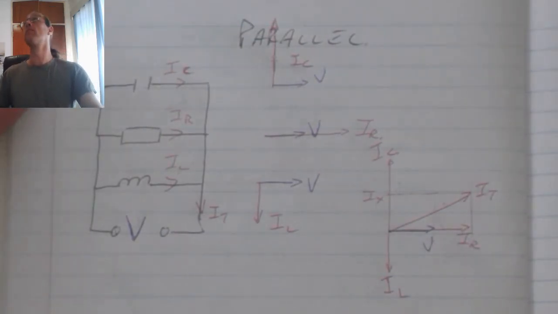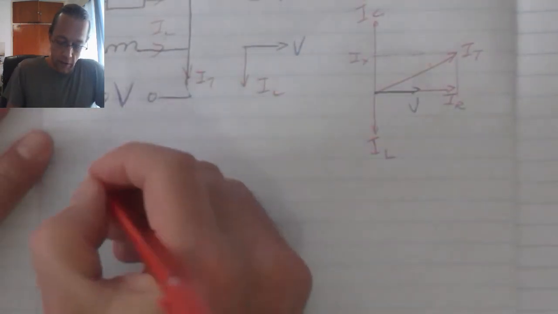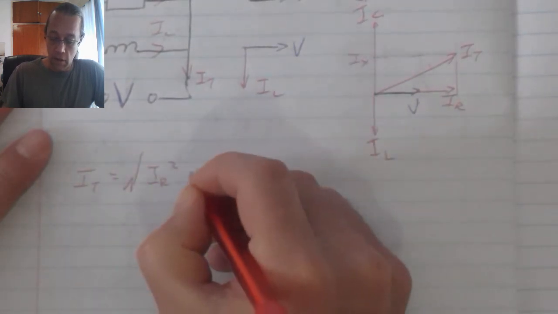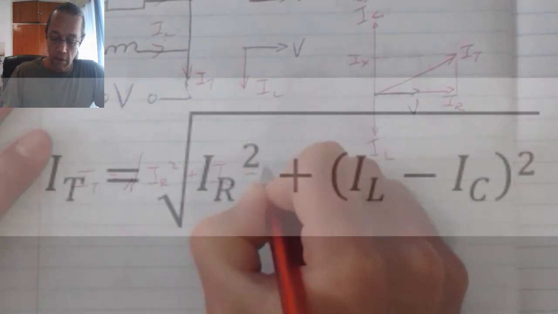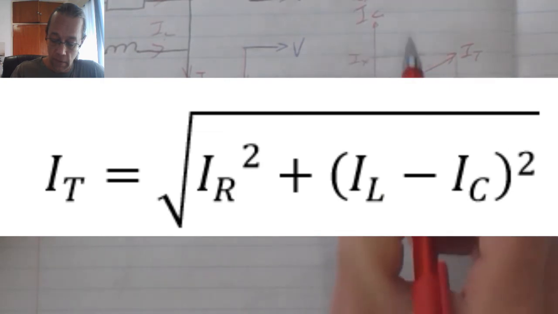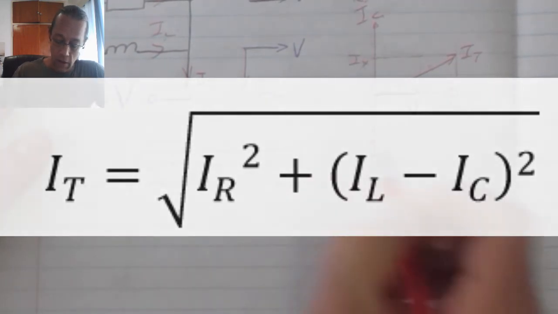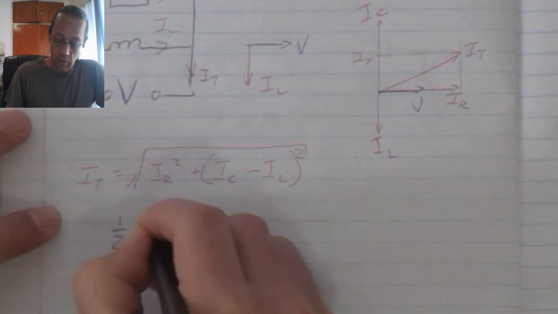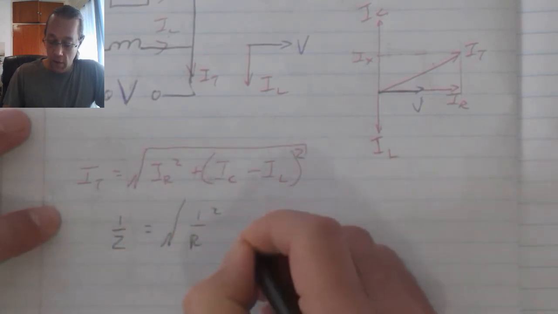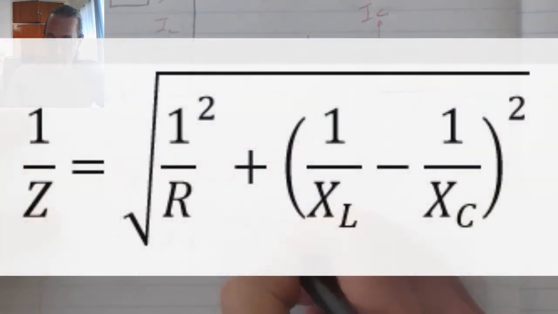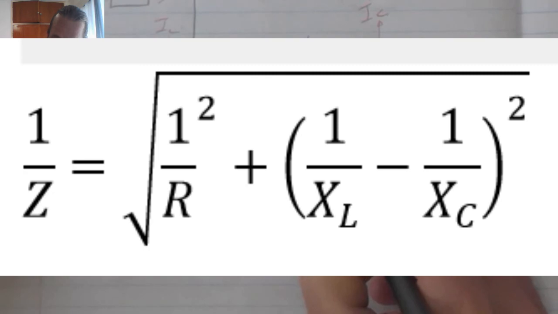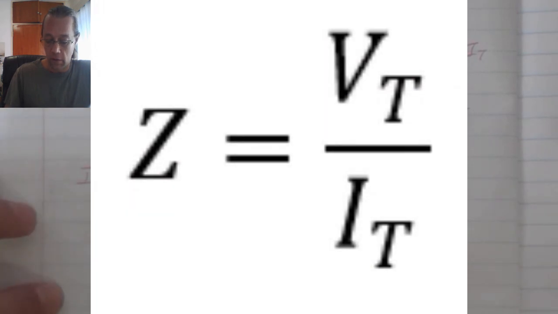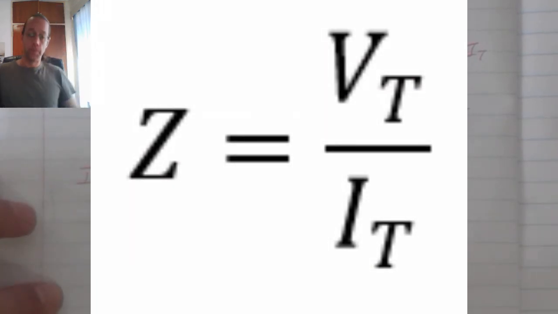In order to calculate my total current, I total, again we're using Pythagoras, equals the square root of I, the resistor current squared, plus the capacitor current minus the inductor current, because capacitor current is greater, squared. For the impedance, 1 over Z equals the root of 1 over R squared plus 1 over XL minus 1 over XC, squared. That entire grouping rooted. Or again, Z is equal to V total over I total.